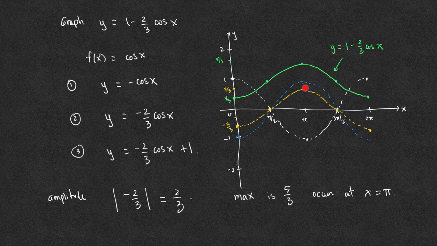And remember, we get 5/3 because we took 2/3 at x equals pi, which was the yellow point, and we add 1 to it. 2/3 plus 3/3 is 5/3. And that is the maximum value of the function.